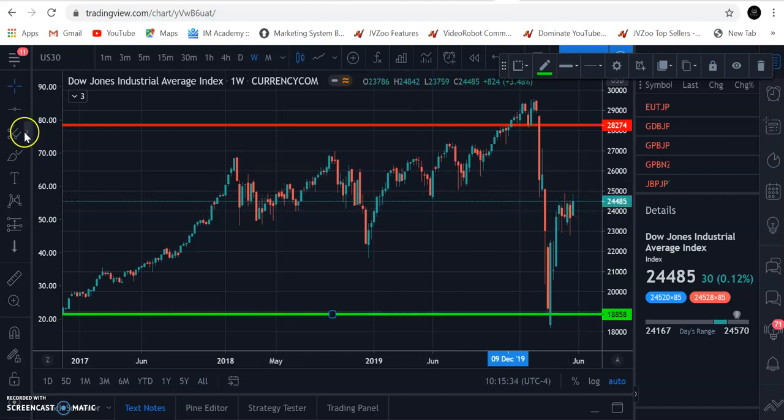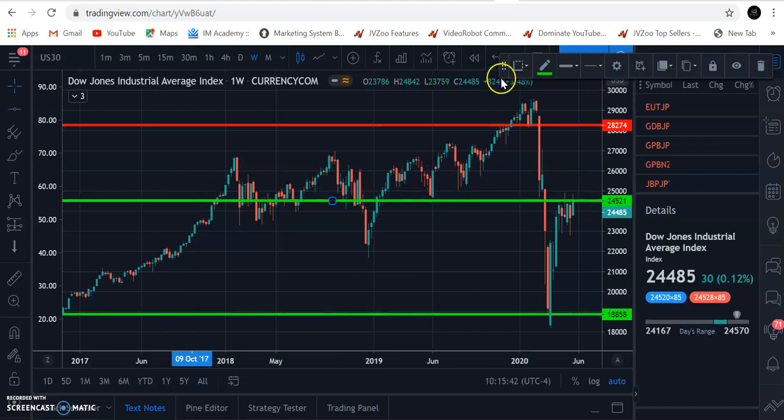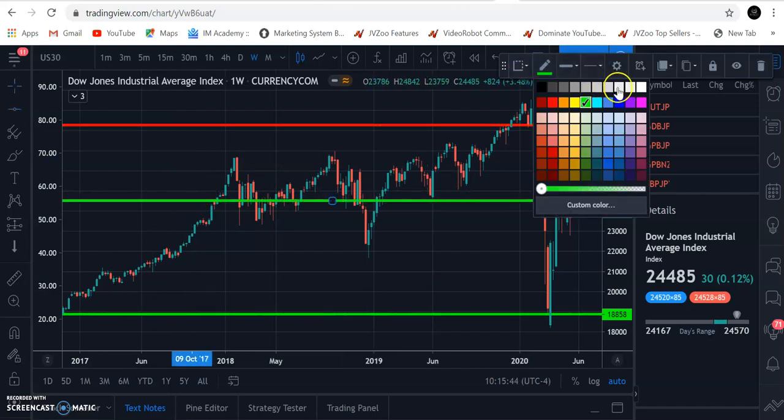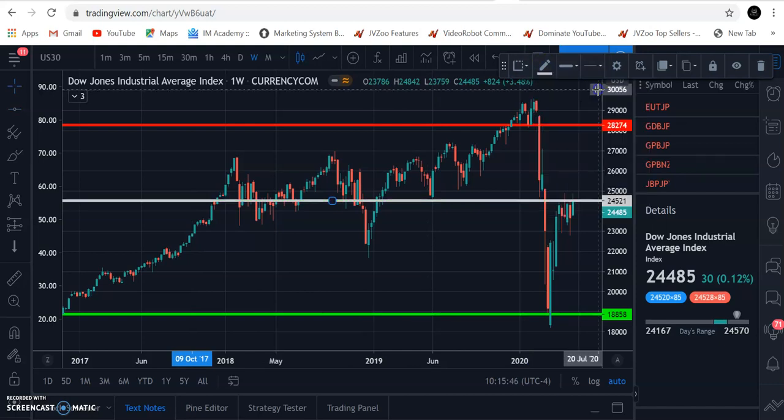Our horizontal line is exactly where we're at now. So where we're at now is what I call neutral. So I use a neutral color. So we're at 24,485. So I marked it, it's 24,521.